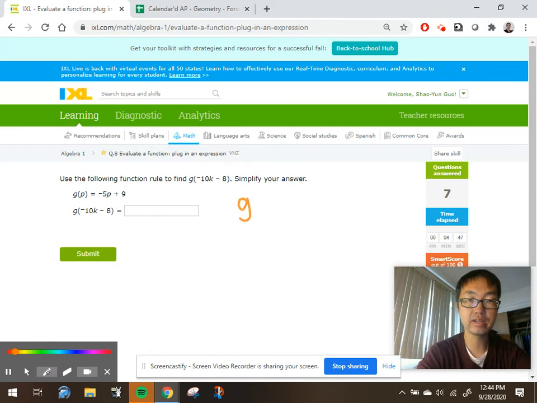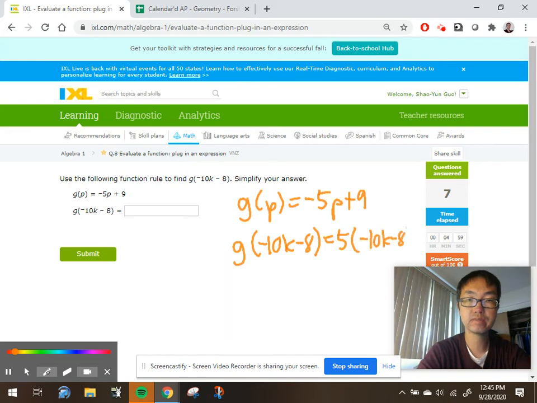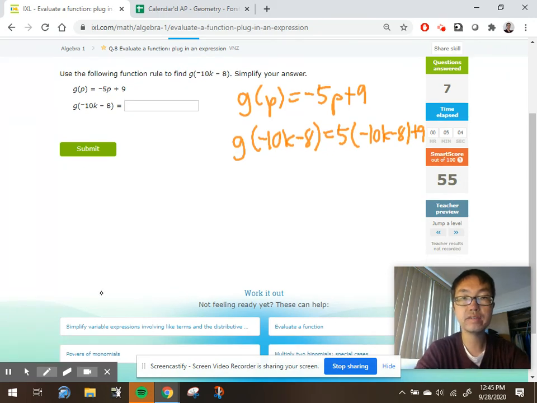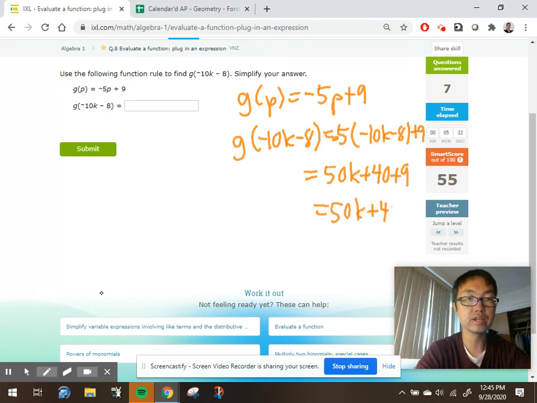Oh yeah, now we're getting into a hard question, but just because of the negatives. g of negative 10k minus 8, so I'm going to substitute that for p. Plus 9. All right, negative 5, sorry. Negative 5 times negative 10k is 50k. Negative 5 times negative 8 is positive 40, and then plus 9. So 50k plus 49.